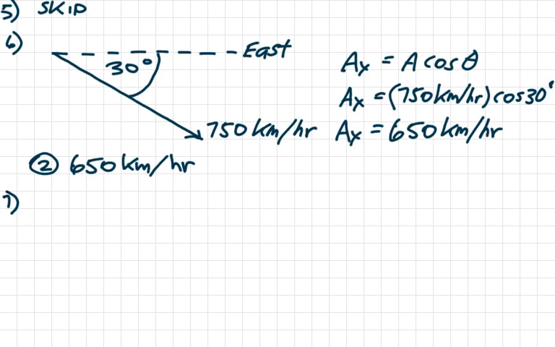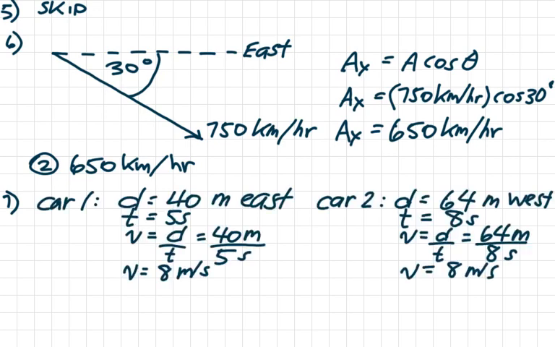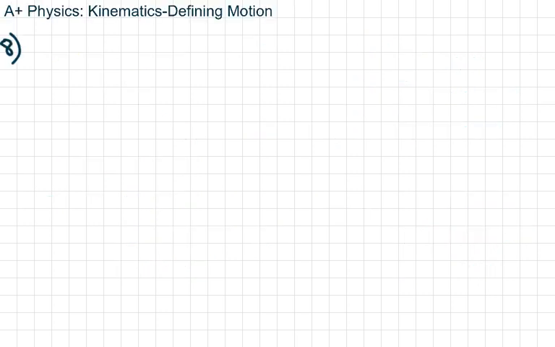But speed? Yeah, it's going to be the same speed, but let's do the math to see why. So yeah, when we work the math out, we find out that their speed, the both of them, they went 8 meters per second. Car 1 went east and car 2 went west, but they're talking about speed. Direction doesn't matter. So 7, choice 4, same average speed.